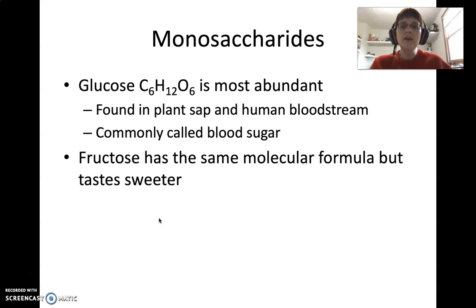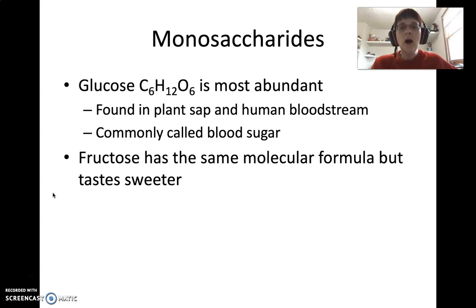Fructose is another monosaccharide. This one actually has the same molecular formula, C6H12O6, but it has a different taste. It has a sweeter taste. Fructose for fruit. This is the monosaccharide that is found in fruits like apples and oranges. This is what gives them their sweet taste.